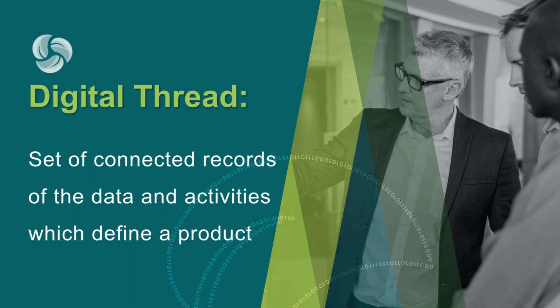So our definition is that a digital thread is a set of connected records of the data and activities which define a product. And working that from the bottom up, the first thing is which define a product, right? And that's about honing in on where it is in your enterprise, right?